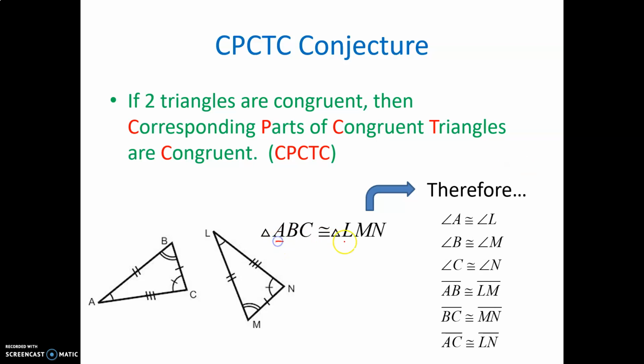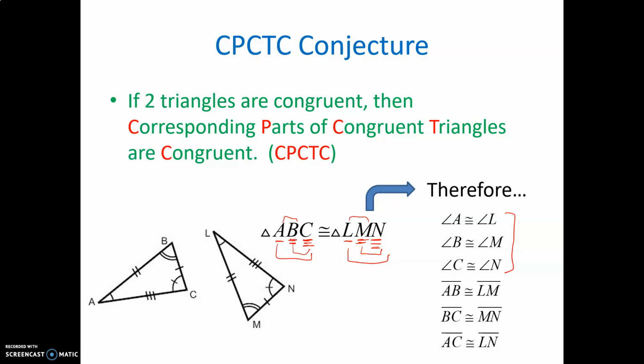I know angle A equals angle L. Even look at the position of these. I know angle B is equal to angle M. I know angle C is equal to angle N. So I know those 3 pairs of angles are equal. And then I know the sides. AB is equal to LM. BC, that side is equal to side MN. And I know AC is equal to side LN.